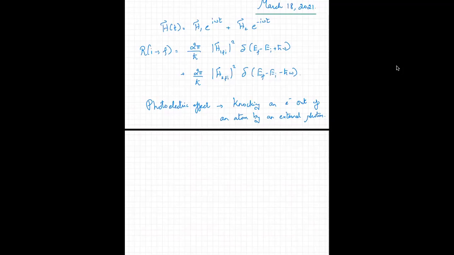Since I'm treating the external radiation as a classical EM field, you should recall certain basic aspects of classical electromagnetic theory. First of all, the problem that we would be solving is considering a hydrogen atom in the ground state. Ground state. Okay, so this is our initial state.